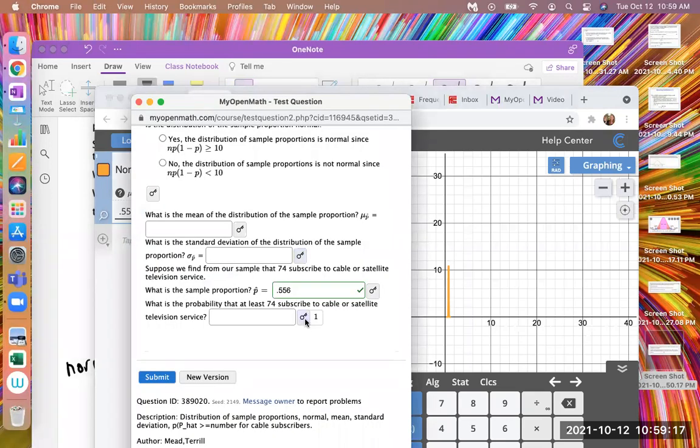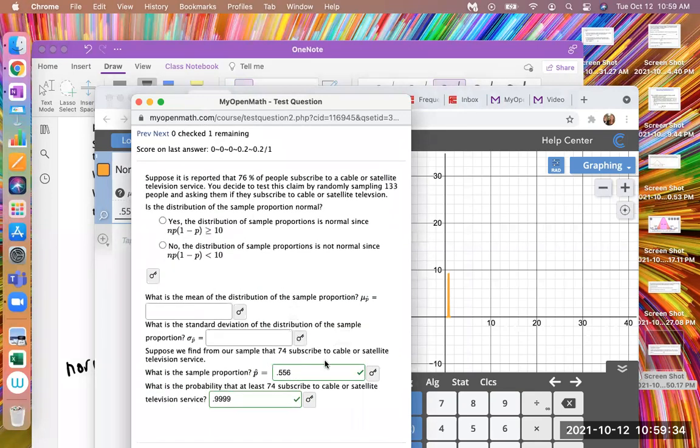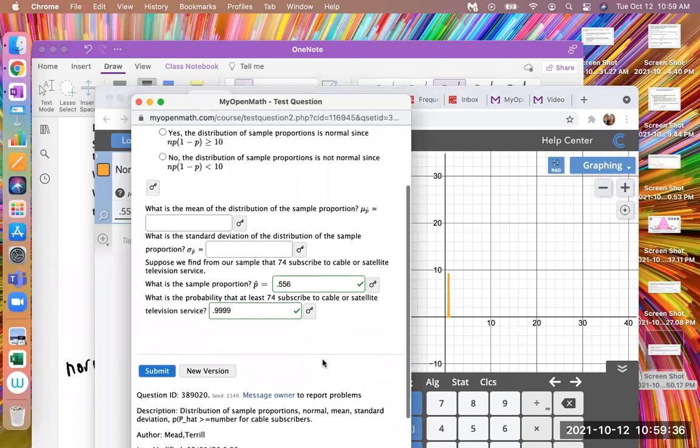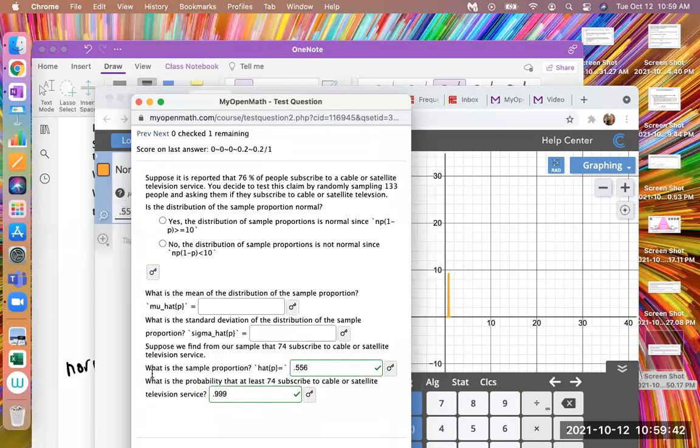Let's double check our answer here. They just rounded to 4 decimal places and said 1. But I'm wondering if they would accept an answer of just 0.9999. Yeah, they would have accepted 0.9999 as well. Hopefully they would have accepted it to 3 decimal places as well.